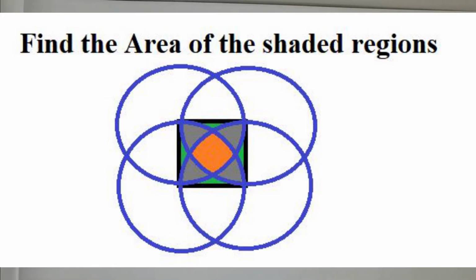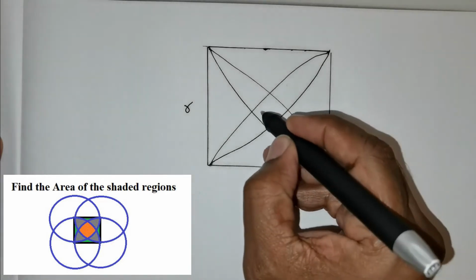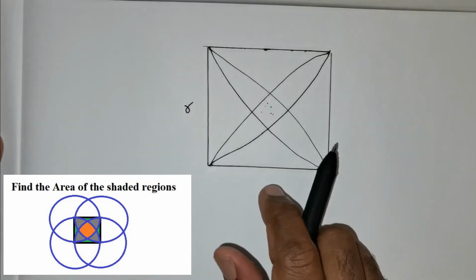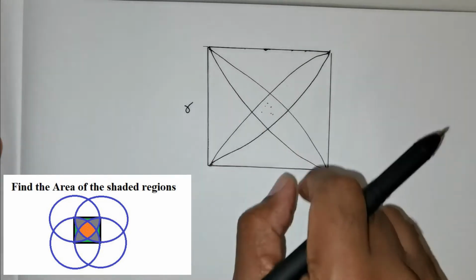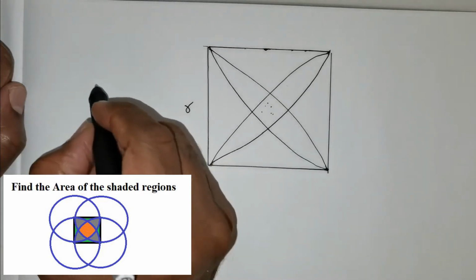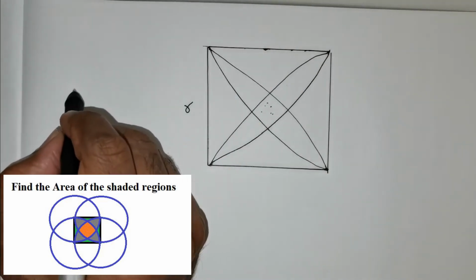Welcome back, students. Today we would be learning how to find the area of this region. Now you're given a square and you have got circles passing through the vertices of the square. And just for the sake of visualization, I wish to show you what exactly this figure means.